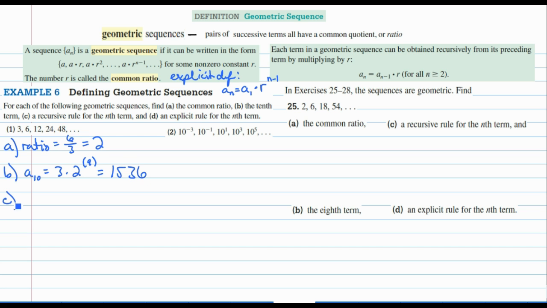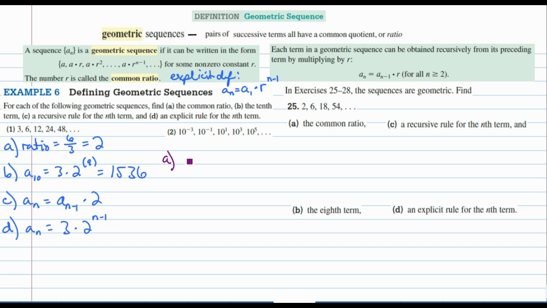1,536. The recursive rule for this geometric sequence would be the previous term times 2, or 2 times a sub n minus 1. The explicit rule would be to start out with that first term, so in this case 3, and multiply by n minus 1 2's, so 2 to the n minus 1.